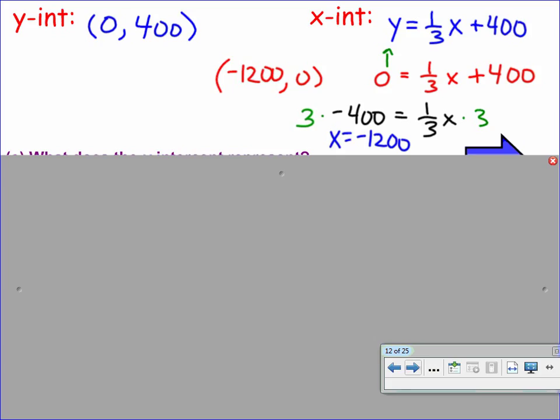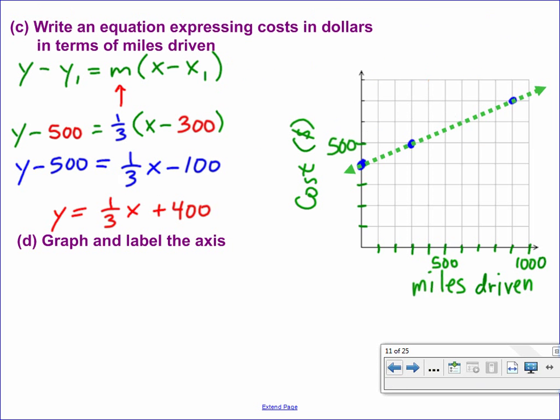Negative 1200 comma 0. As I look at my graph, where would negative 1200 comma 0 be? Well, it would be way over here, so that looks right, but can I have a negative number of miles driven? No, and so in the context of this problem, my x-intercept, though correct, doesn't make sense because I can't drive back. But if we think about it, it does kind of make sense because my y-intercept here is positive.